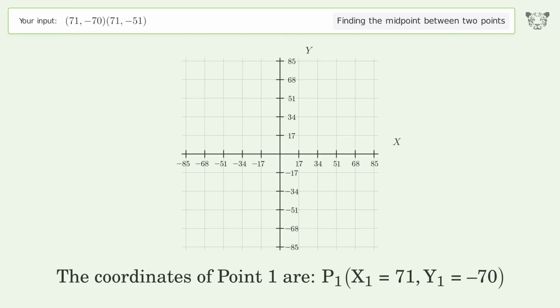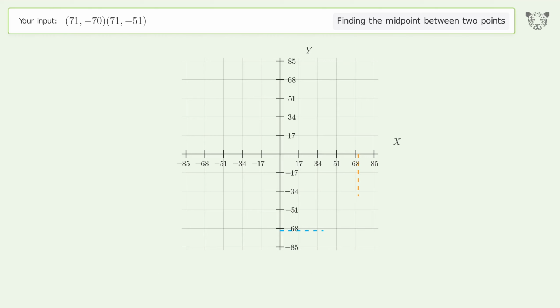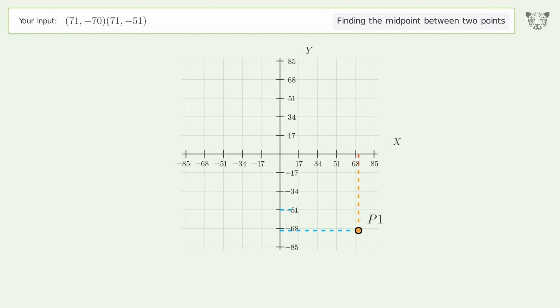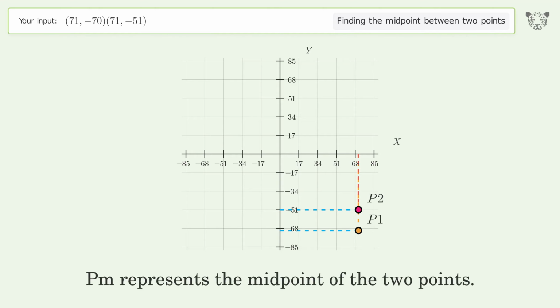The coordinates of point 1 are x1 equals 71, y1 equals negative 70. The coordinates of point 2 are x2 equals 71, y2 equals negative 51. PM represents the midpoint of the 2 points.